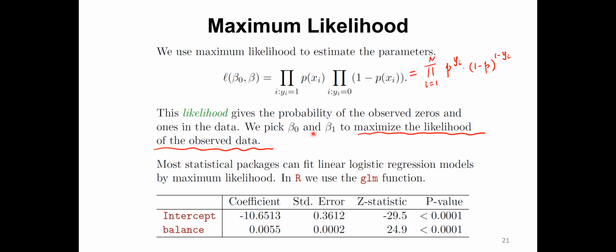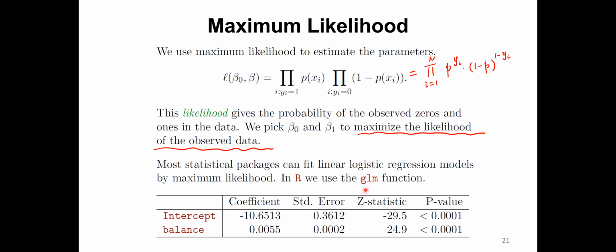So we pick beta 0 and beta 1 to maximize the likelihood of the observed data. Most statistical packages can fit a linear logistic regression model by maximum likelihood estimation. In R, you can use the GLM function. And in MATLAB, it's also a GLM function. This is after you maximize the likelihood. If you want to know how to do it, you take the partial derivatives with respect to beta and set them to 0, and then you maximize the likelihood. Or you can use different algorithms to search for the maximum.